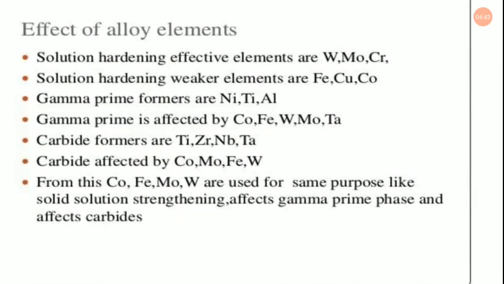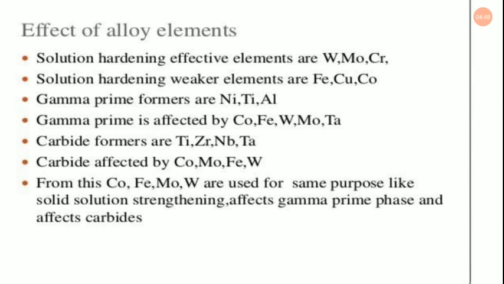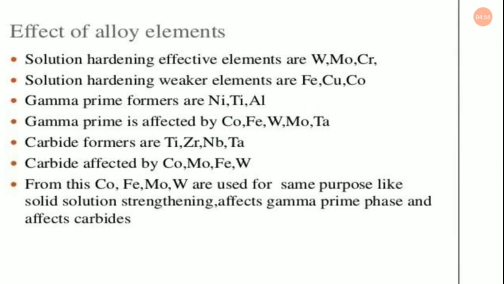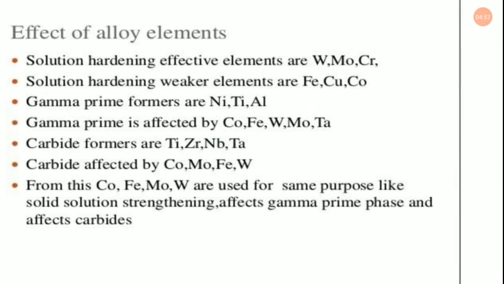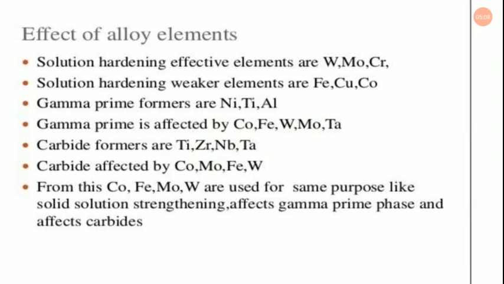Now, effect of alloy elements. Solution hardening effective elements are tungsten, molybdenum, and chromium. Solution hardening weaker elements are iron, copper, cobalt. Gamma prime formers are nickel, titanium, and aluminum. Gamma prime is affected by cobalt, iron, tungsten, molybdenum, tantalum. Carbide formers are titanium, zirconium, Nb, and Ta. Carbide is affected by Co, Mo, Fe, W. From this, Co, Fe, Mo, W are used for the same purpose like solid solution strengthening, affecting the gamma prime phase, and affecting carbides.